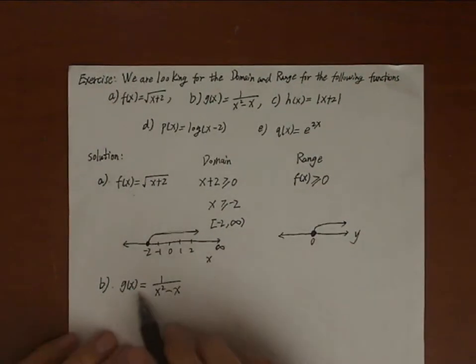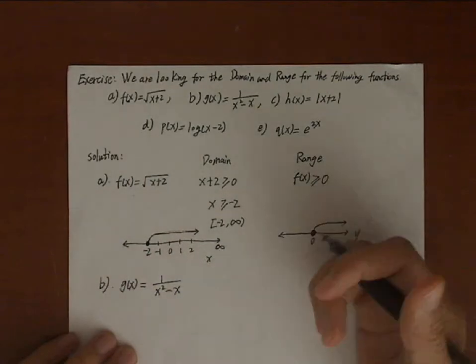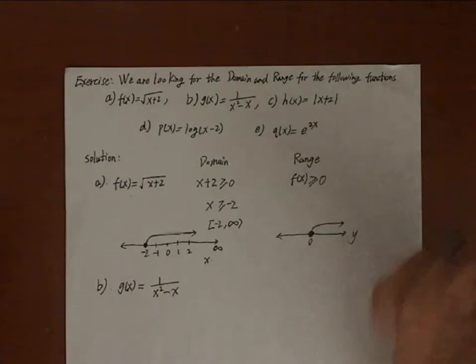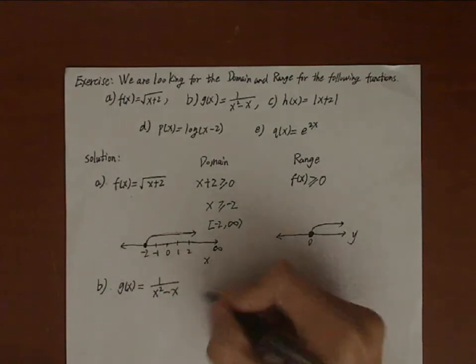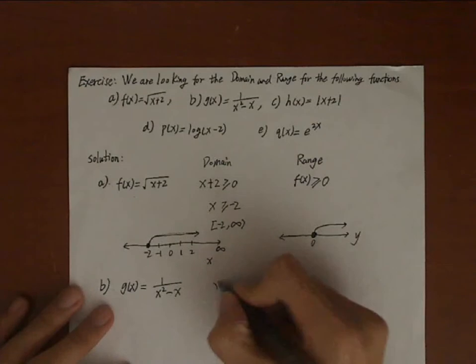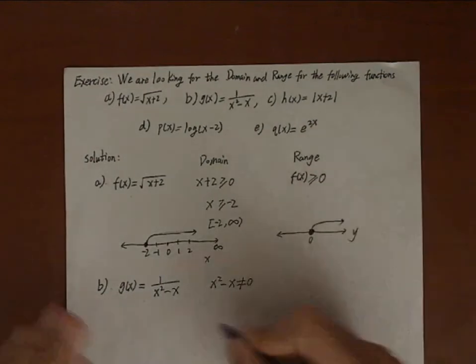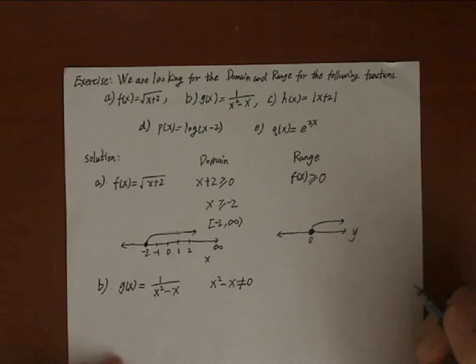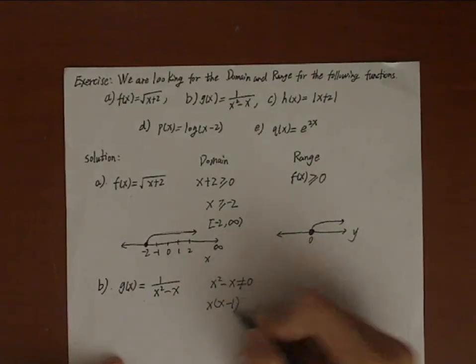So in this case, the function g of x is x squared minus x, over something. We know the property of the fraction has to do with the denominator: anything in the denominator should not equal 0. So x squared minus x should not equal 0. If I factor this, I take the x out, I get this.